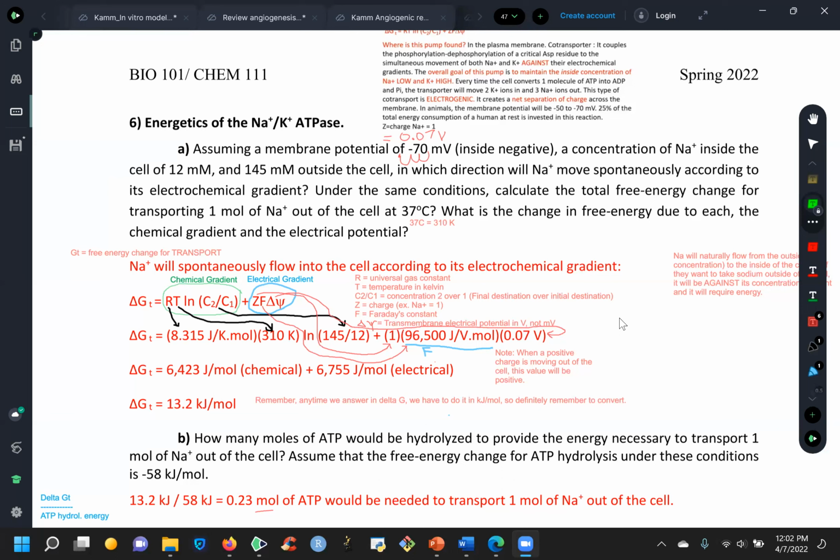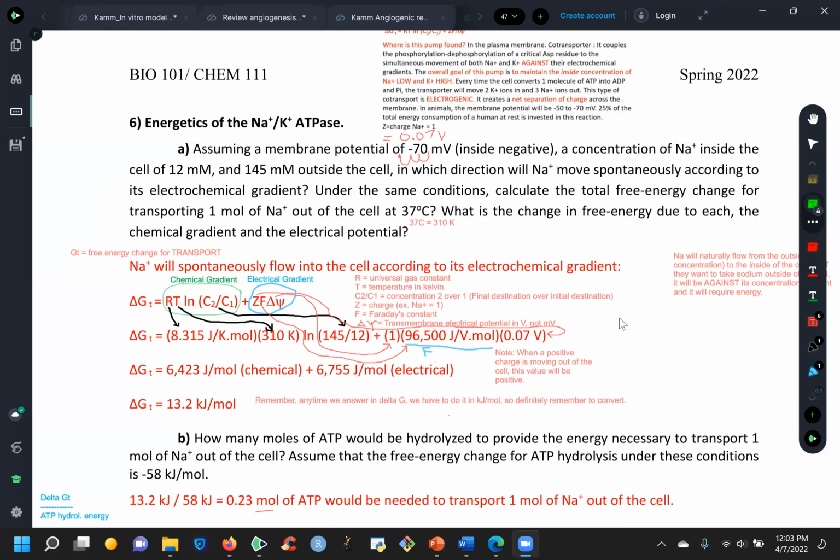Okay, so now we know what our final destination is. Because we're going from inside to outside, the outside would be our final destination. So that's our C2, 145. And here you don't need units, it's just 145. And then the inside is 12. The units are canceling out, that's why. So then that's it. You just do the math.